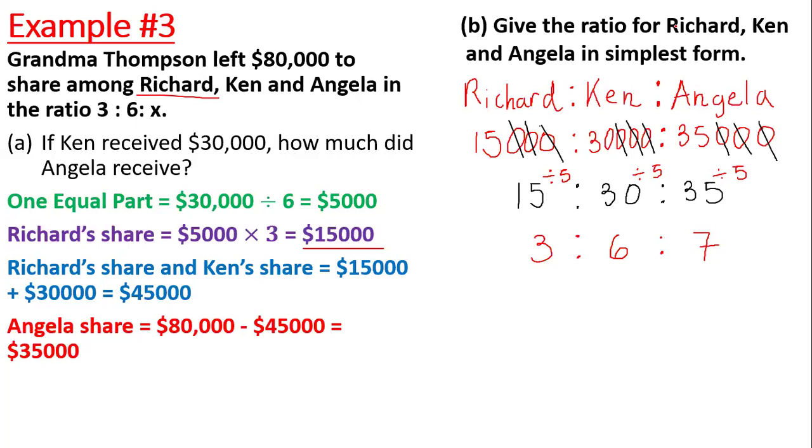Okay, and then to simplify it, we put 15,000, 30,000, and 35,000, and we cross out the zeros, and then we divide it by 5, and then we put 3, and then we put 6, and then we put 7. So the ratio is 3, 6, and 7. Very good. 3 to 6 to 7.